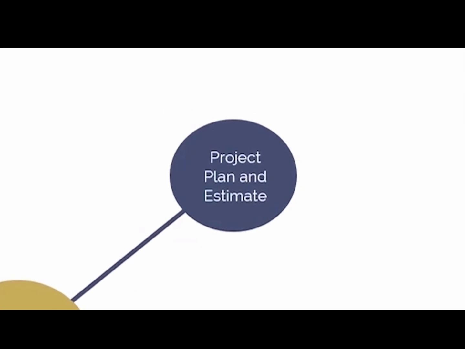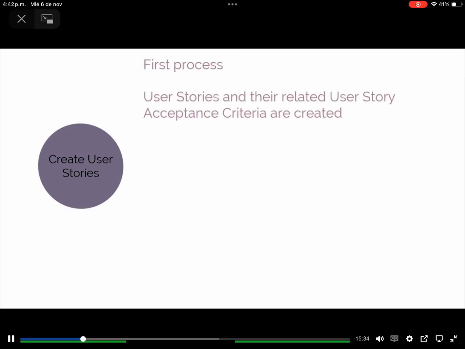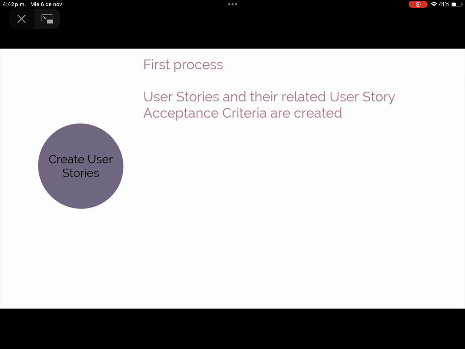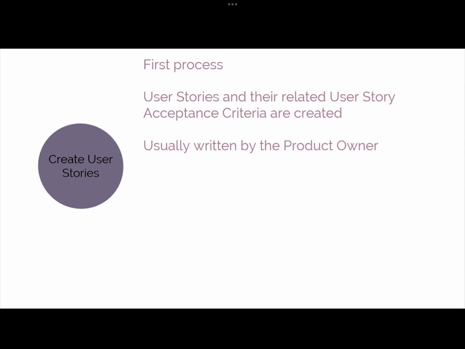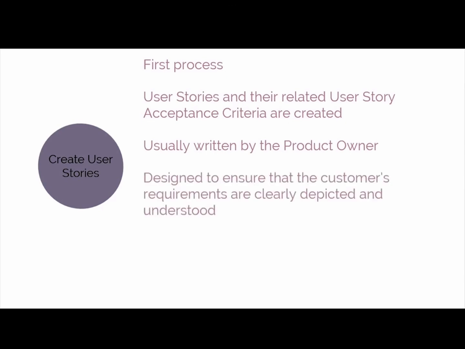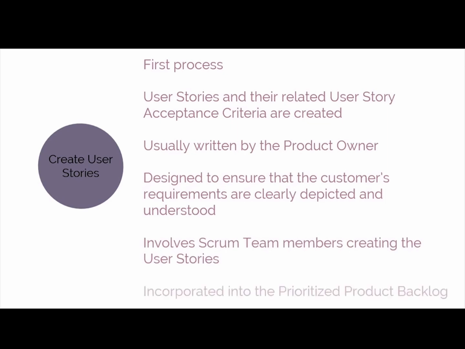The second phase we're going to learn is Plan and Estimate. First is Create User Stories. We can see that in this process, user stories and their related user story acceptance criteria are created. User stories are usually written by the product owner and are designed to ensure that the customer's requirements are clearly depicted and can be fully understood by all the stakeholders. User story writing exercises may be held. This involves Scrum team members creating the user stories. User stories are incorporated into the prioritized product backlog.